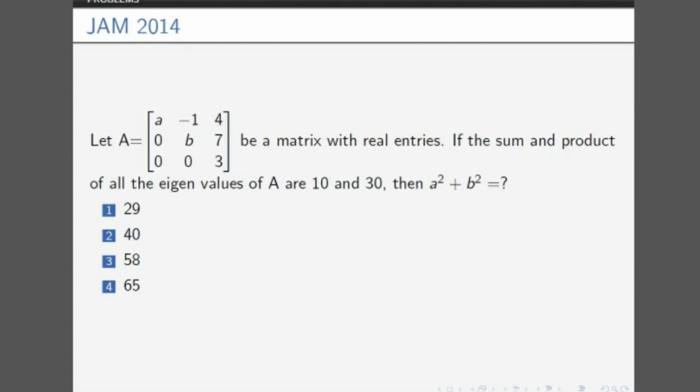Many of them are commenting answers in the chat box. Okay, so many of them have commented 29, and one person has commented 40. So the person who has commented 40, do you have something to discuss? Because you have got something different from the answer that all the others have commented.